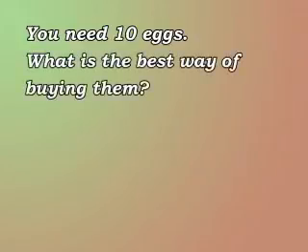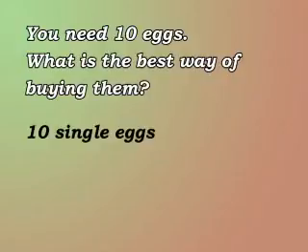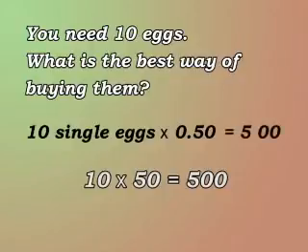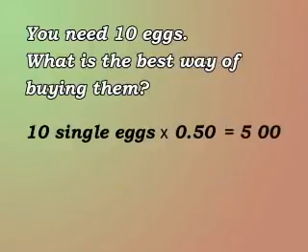Now then, imagine you need 10 eggs. What's the best way of buying them? If you buy 10 single eggs at 50 cents, how much do you pay? Well, 10 times 50 is 500. 500 cents is the same as $5.